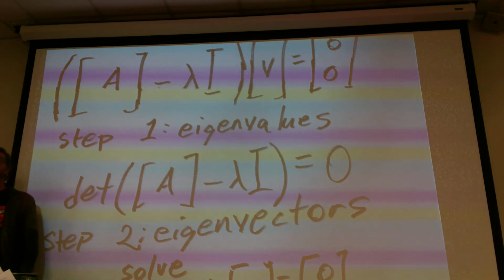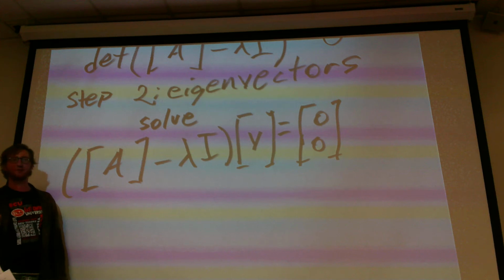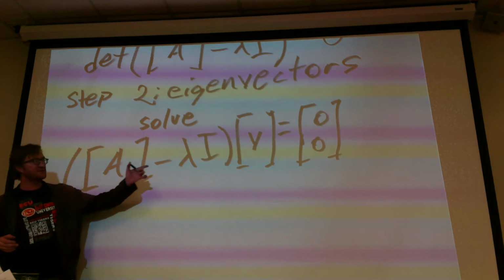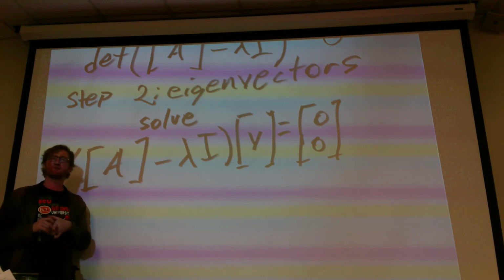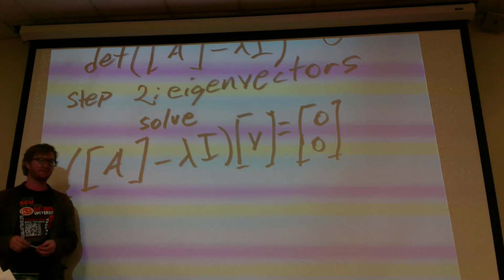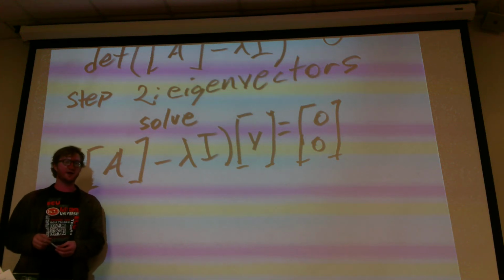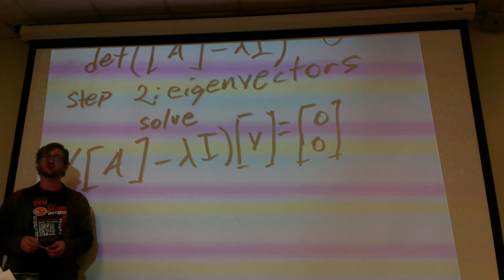Great. Once I've solved for those eigenvalues, for each eigenvalue that I find in the problem, I'm going to set up this situation right here, and I'm going to try to solve, so for lambda 1, I'm going to find V1. Okay? For lambda 2, I'm going to find V2. So you're going to have multiple eigenvalues, and with each individual eigenvalue, you're going to have an associated eigenvector that goes along with it.